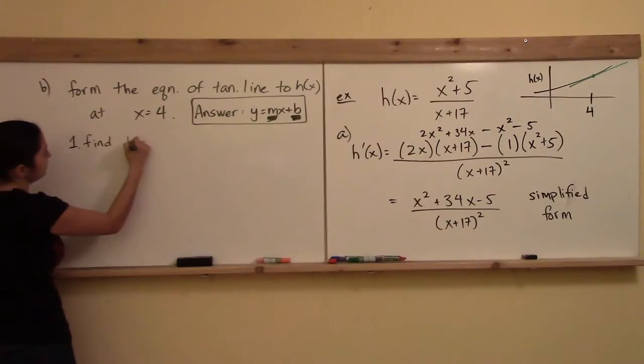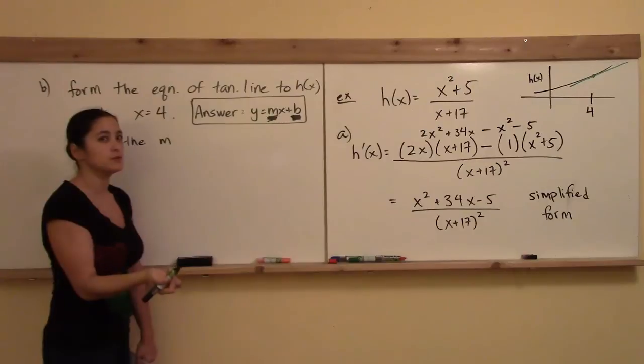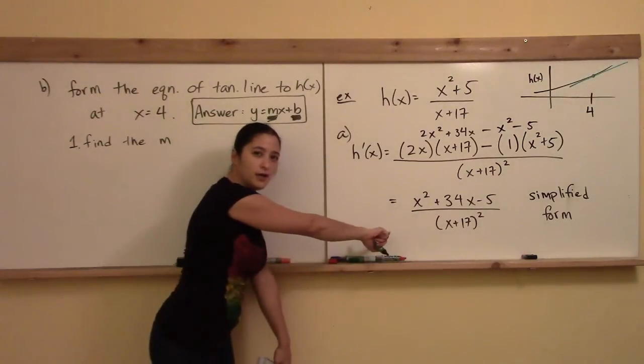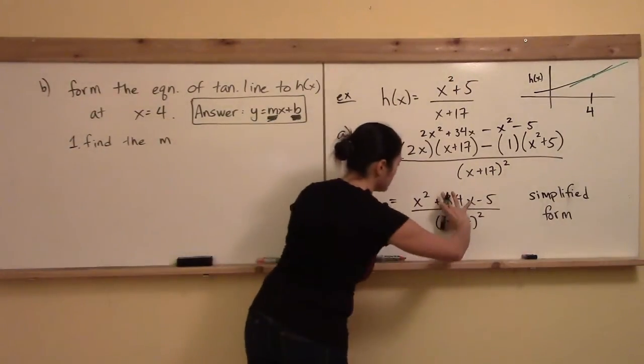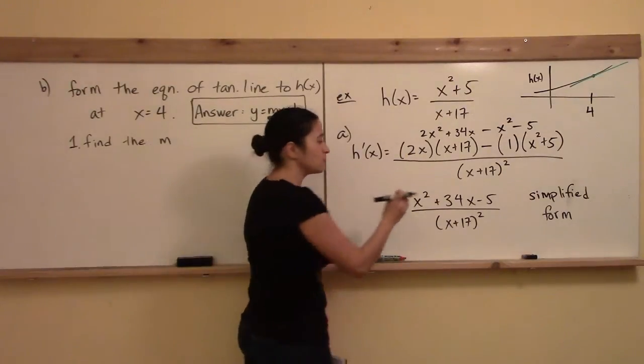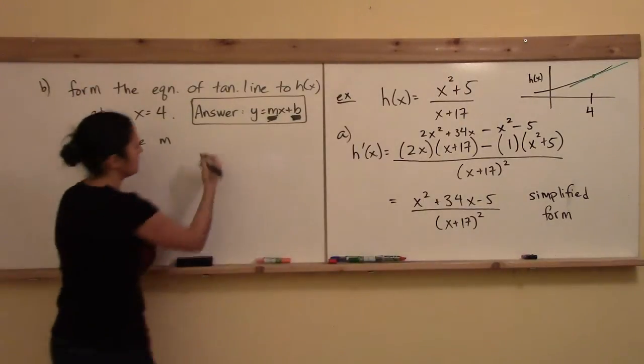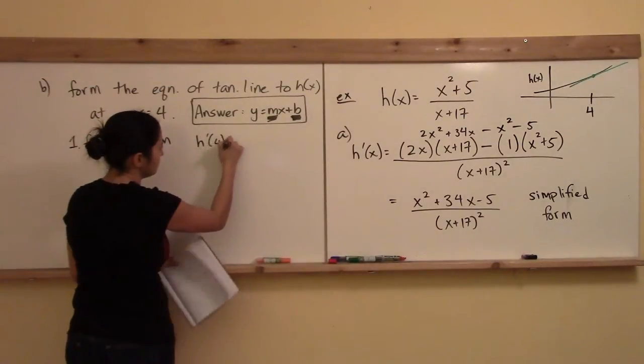So we're going to find the m, the slope, and the slope of the tangent line is equal to the derivative, right? But I'm not going to take this whole equation and put it there. That's not the m. The m's a number. It's equal to the value of this when x equals 4, okay? So that means we have to evaluate h prime of 4.